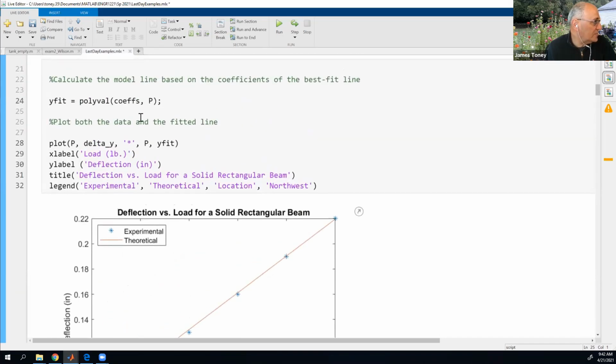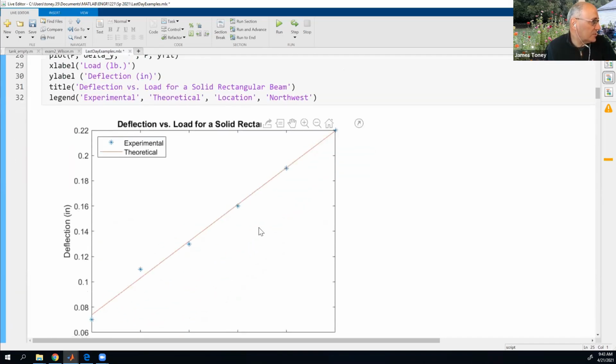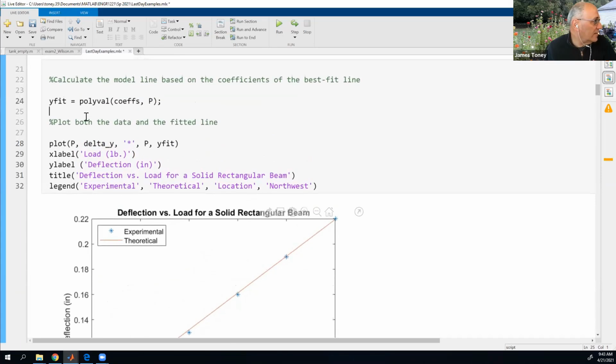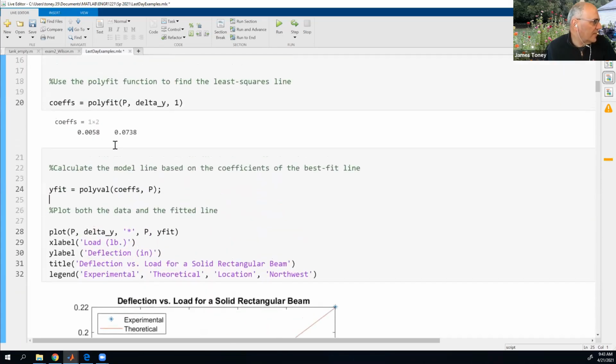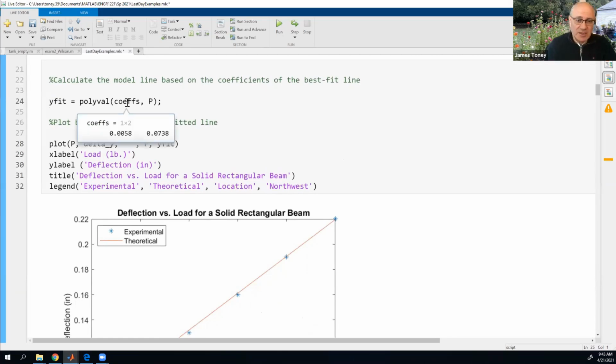Okay, so polyval gives you the coefficients of the best fit line, the least squares line. And then, I may have said that backwards. Polyfit gives you the coefficients. Polyval then actually gives you the values of that curve.